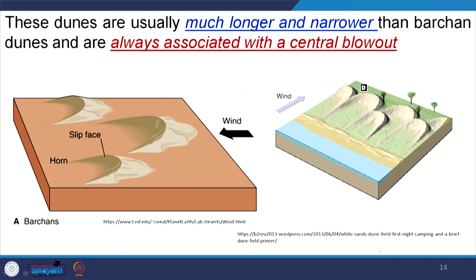These dunes are usually much longer and narrower than Barkhan dunes and are always associated with a central blowout. This is the difference between these two. If you see here, this is a Barkhan and this is a parabolic dune. Here it is always associated with a blowout, but here we may not need a blowout to form a dune. As blowout and vegetation are associated with the parabolic dune, it creates a dune of elongated nature, whereas the Barkhan creates a dune of more crescentic nature.